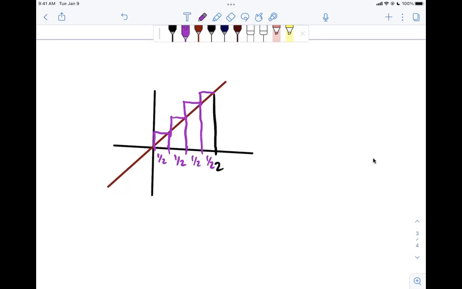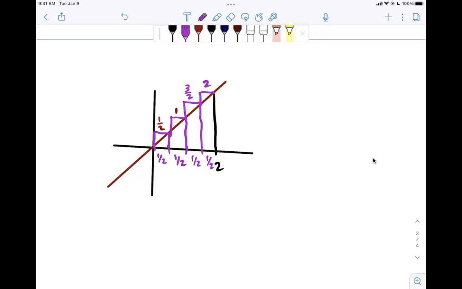And well, what are these heights? So the first height is this point. So that's f of 1/2, which is going to be 1/2. Then the second one, the height is this point. So that's f of 1, which is 1. The next one's this point. So that's going to be 3/2. And the last one's going to be 2.